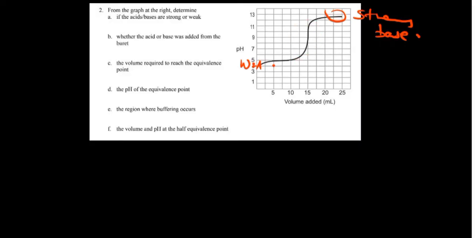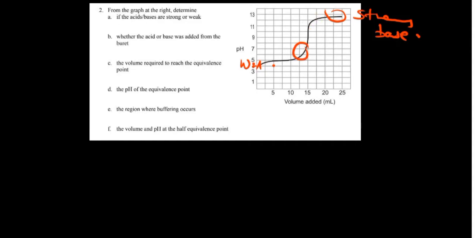Looking at the equivalence point, it's not as steep as it was when we had a strong acid and a strong base. So there is that. So this is not straight. This is not completely straight. There is this part and that part making it squatty.